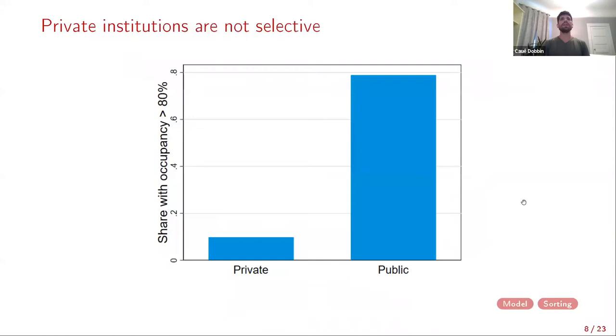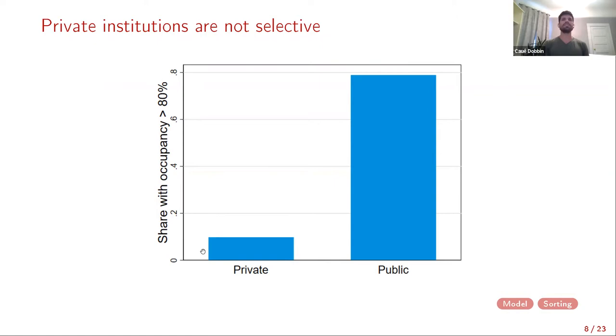And again, with a few exceptions, they're mostly not selective. What I'm showing here is the share of spots that the university occupies after the entrance exams. For public institutions, the vast majority occupy more than 80% of these spots, and many actually occupy 100% of their spots. On the other hand, very few private institutions occupy more than 80% of their spots. So they have a lot of slack capacity, and they're not selective. Basically, for the vast majority, anyone that wants to get in and has the money can get in. And this data is just making this point.